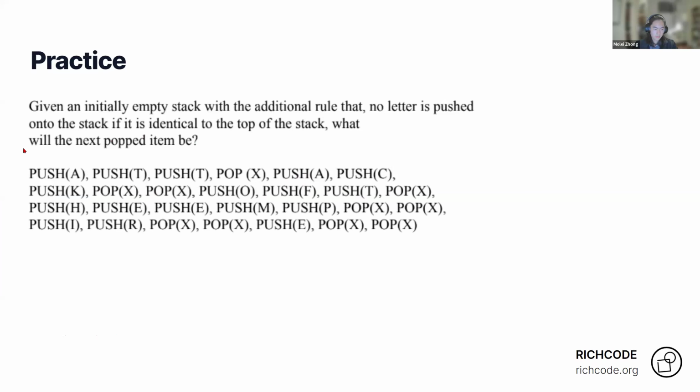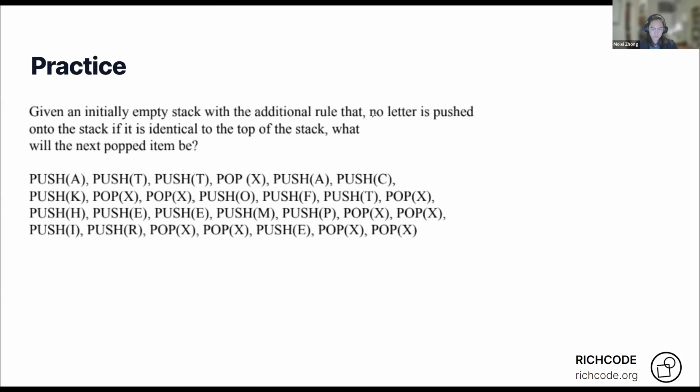Okay, so now this is another stack problem, but ACSL added another extra constraint onto the problem, which is no letter is pushed onto the stack if it's identical to the top of the stack. What will the next popped item be? So now our method before of counting the pops doesn't really work. So the best way to approach this would be just simulate it out and write it out.